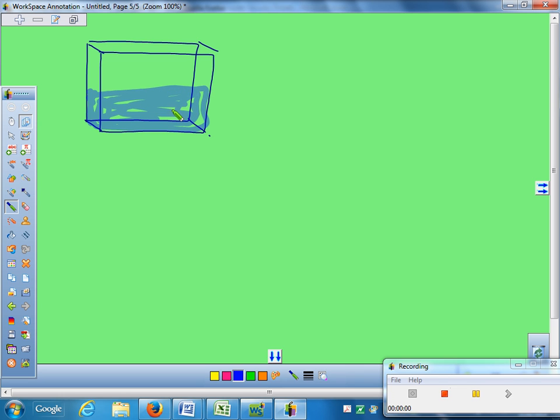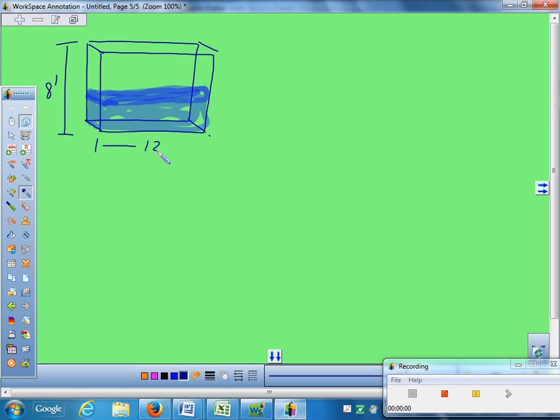All right. Okay, here's the surface of the water, kind of, sort of. I want to know how much work it's going to take to pump this water out of this tank. And it's an 8-foot tall tank. It's 12 feet long. And it is 6 feet wide.